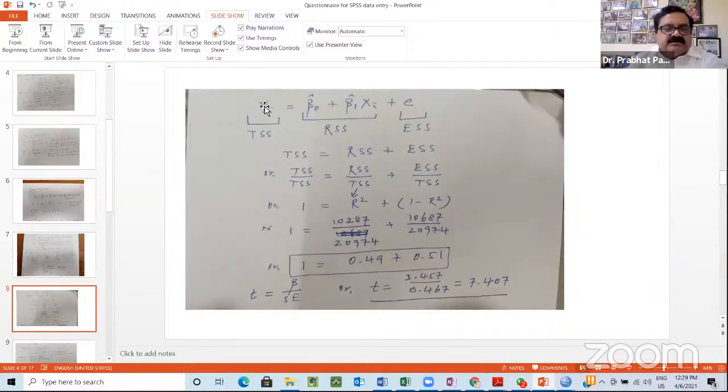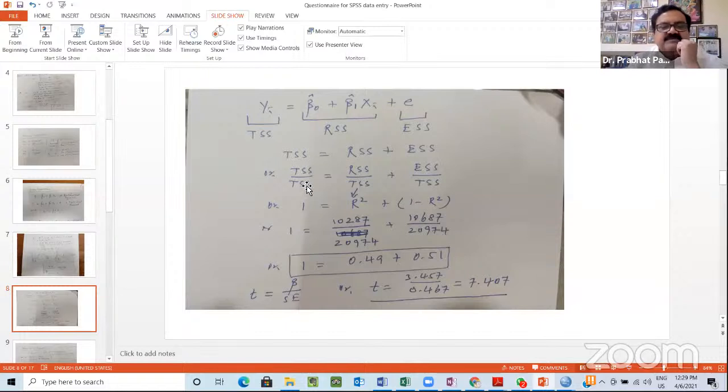So the total sum of squares, the total explanation, is divided into partly which is coming from the regression and partly which is coming from the error. So that's how the regression is to be looked at. And therefore TSS is going to be equal to RSS plus ESS. So if we add RSS, the regression sum of squares, and ESS, the error sum of squares, it should be equal to the total sum of squares.